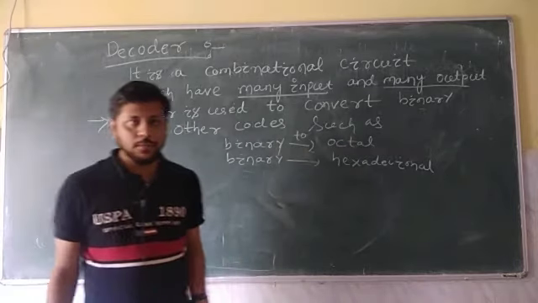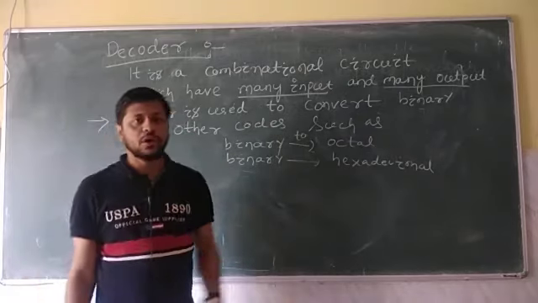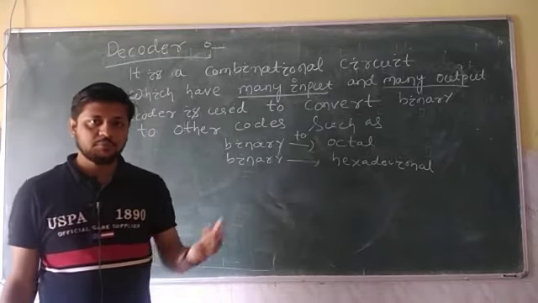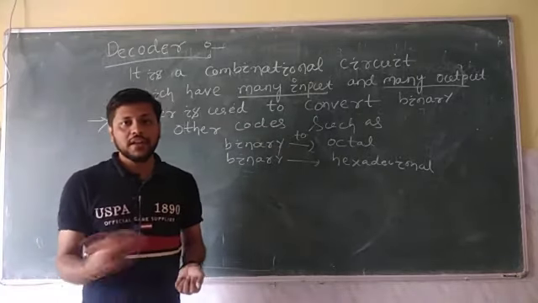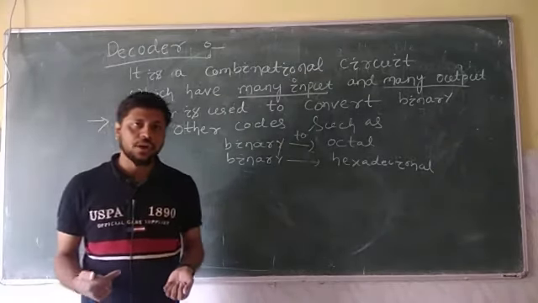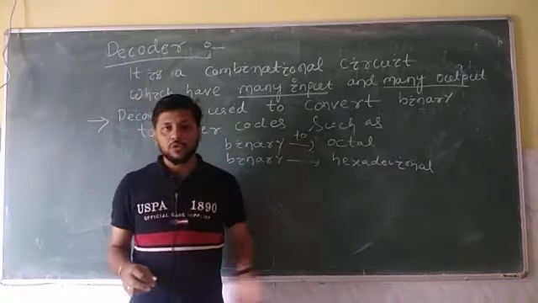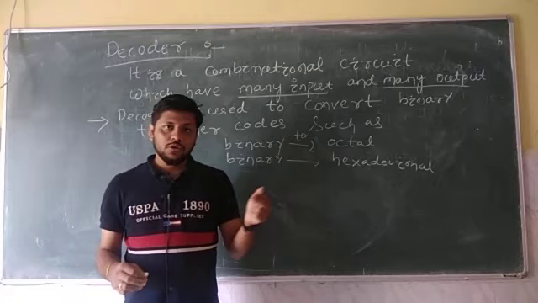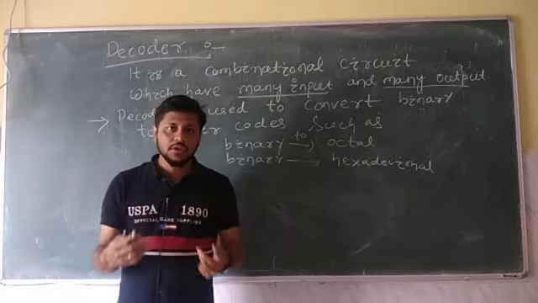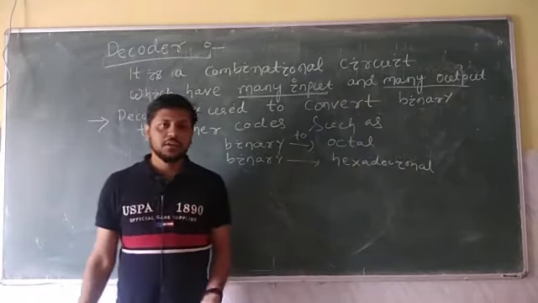What is the purpose of a decoder? What is the application of a decoder? It is used to convert binary to other codes. In the number system I taught you about many other codes besides decimal, that is binary codes, octal codes, hexadecimal codes, like that. Here binary to other codes means in a decoder we will give input as binary, that is 0 1, but it is going to convert it into octal, hexadecimal or decimal.